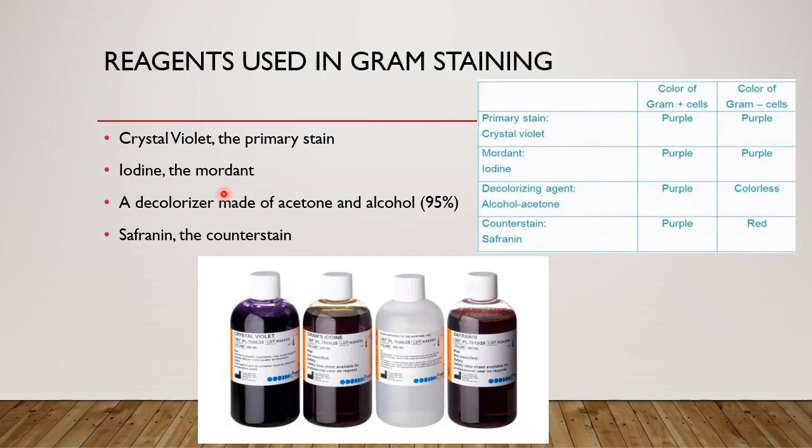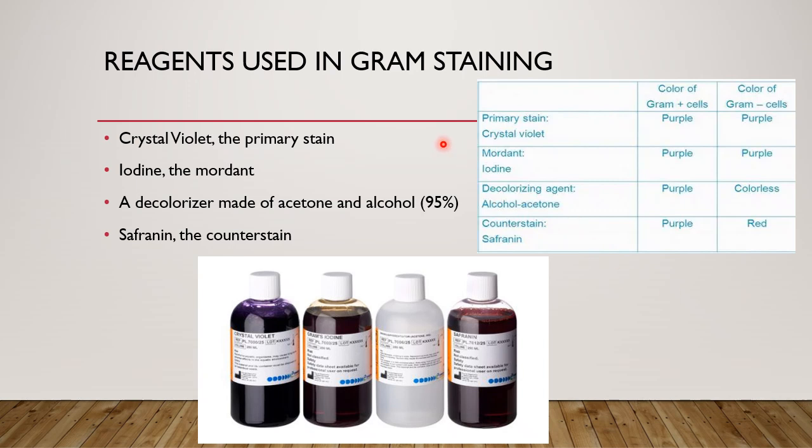Next we use a decolorizer. A decolorizer removes the color, and that's why we call it a decolorizer. It is made up of acetone and alcohol. And then the last stain is safranin. This acts as a counter stain here. This is another stain which we use, and the color of the safranin is red. And the staining method here is very simple.